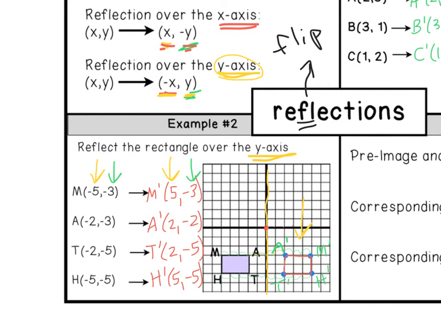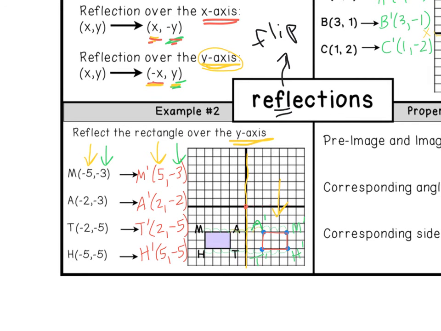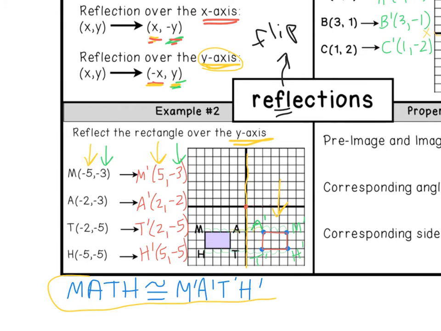One last thing, I forgot to have you write the congruency statement, like we did with the translations. So we take our original figure, MATH, math, is congruent to M prime, A prime, T prime, and H prime. Okay, so that's an important piece, and that'll come back to you down the road when you're in geometry more, but that is the congruency statement.